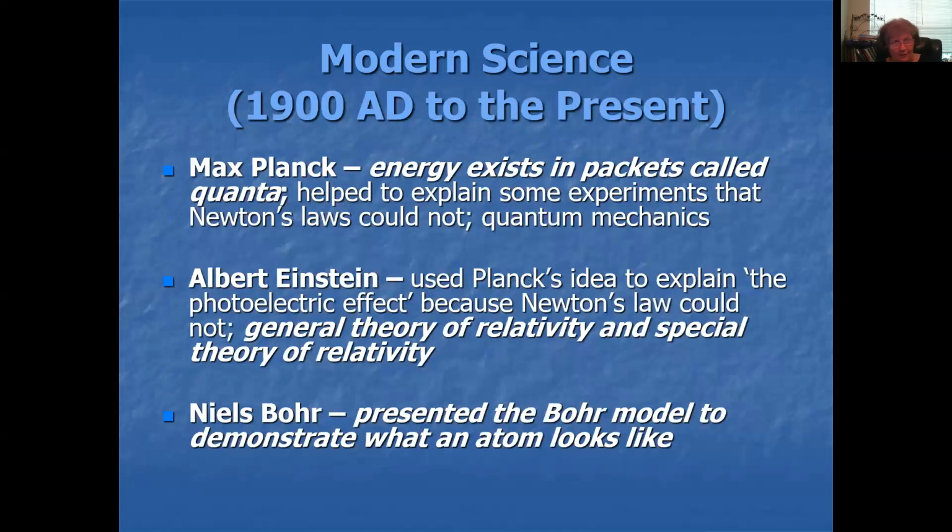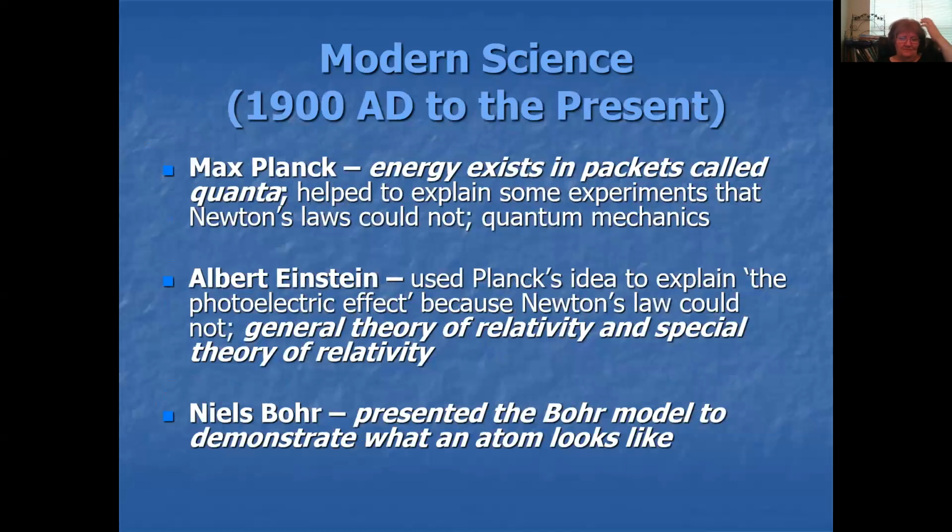He worked with Albert Einstein. Everyone knows Einstein, right? Again, he used Planck's idea to explain what we call the photoelectric effect, which you don't need to understand all this, but he kind of, again, helped clarify some of the stuff that Newton couldn't. But the thing he's known for is the general theory of relativity and the special theory of relativity. Again, if you take physical science, we spend some time talking about those two theories, but they actually help us understand how the universe works.